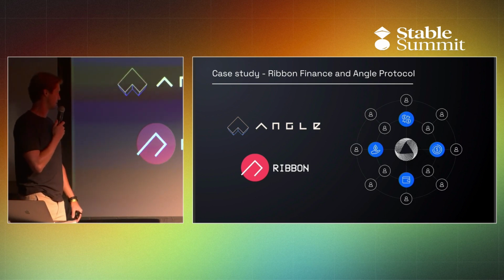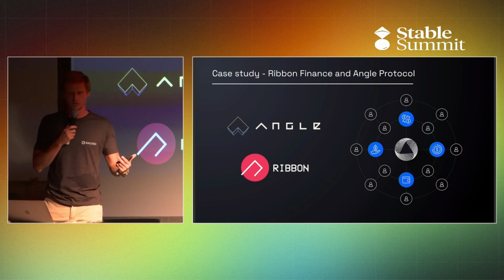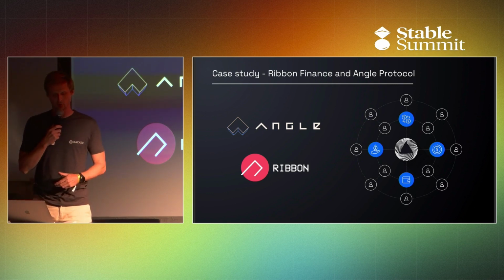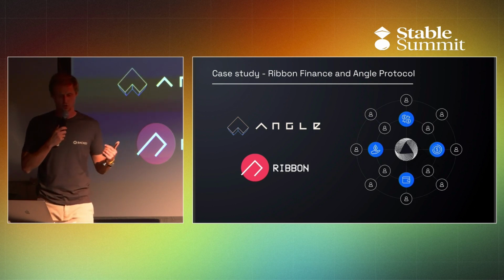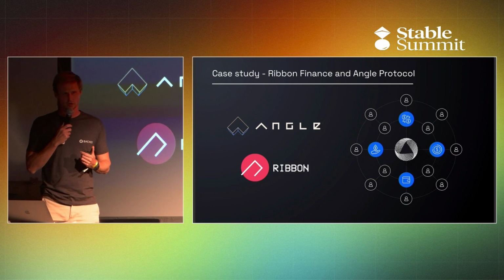So I'll speak about two projects that have already integrated backed tokens. The first one was actually Ribbon. Ribbon relaunched their Earn product, which is a vault offering its users a yield and exposure to Ethereum.